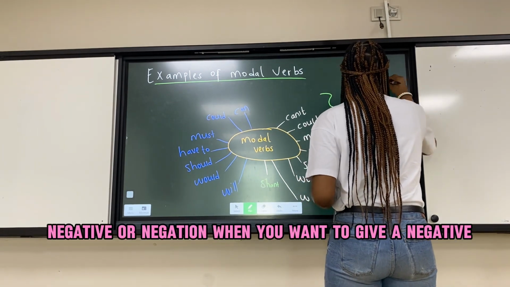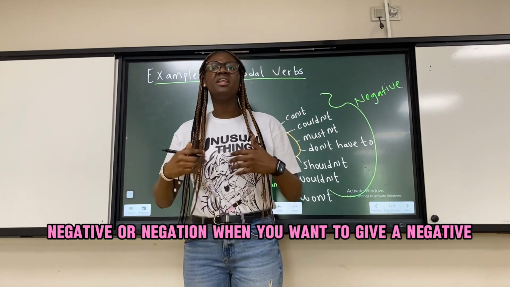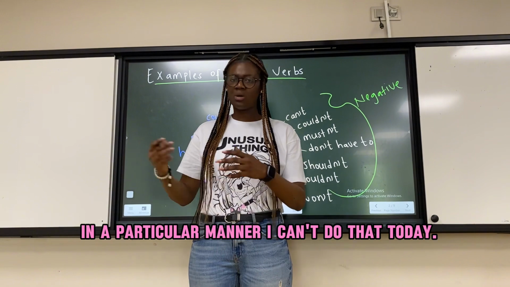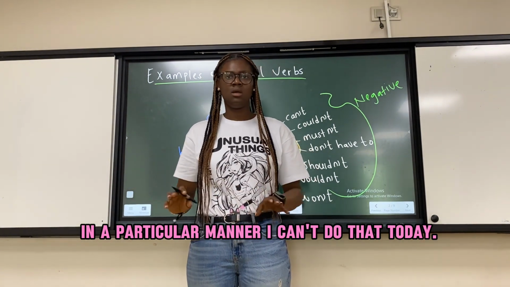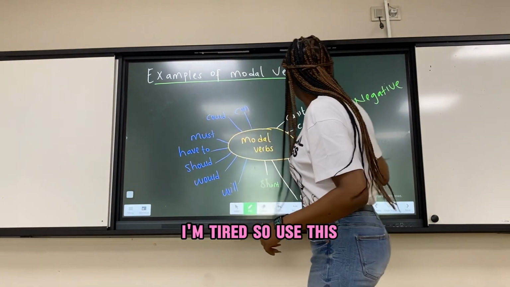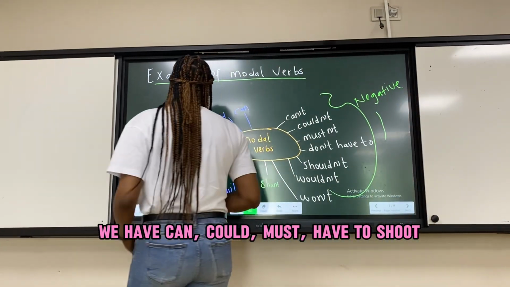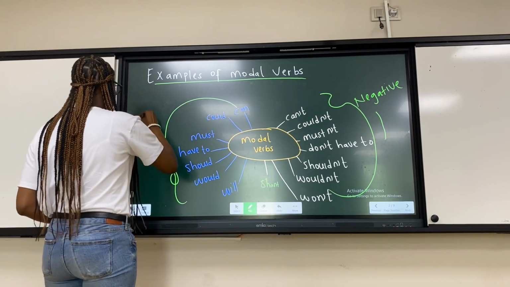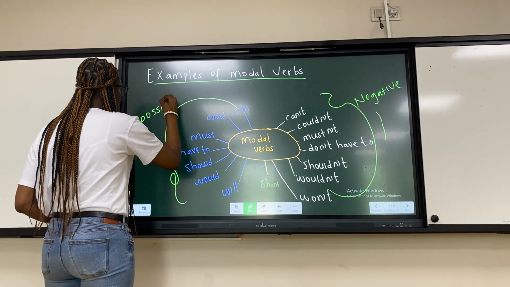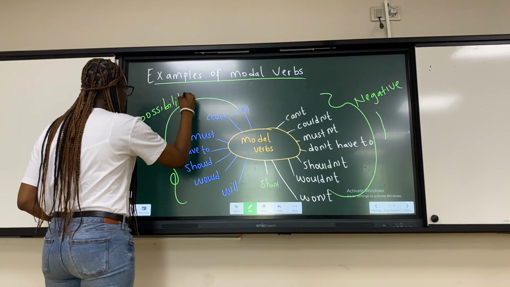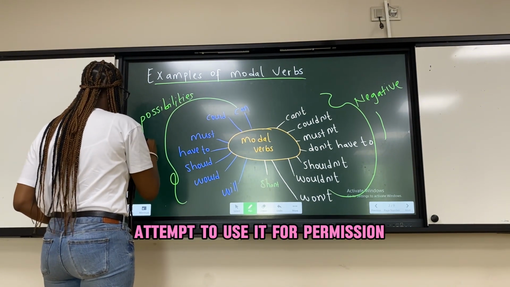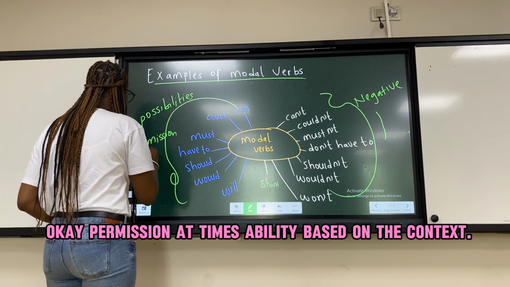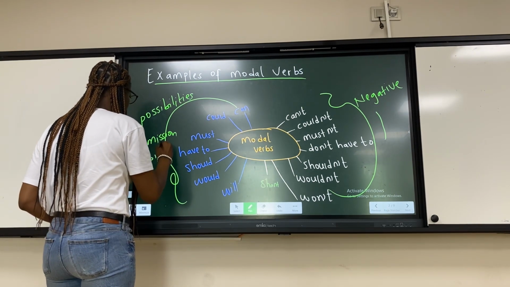Negative or negation. When you want to give a negative response to something, or you want to act in a particular manner, you say, I can't do that today, I'm tired. So we use this. And we have can, could, must, have to, should. These are all possibilities. At times we use it for permission. Okay, permission. And at times ability, based on the context.